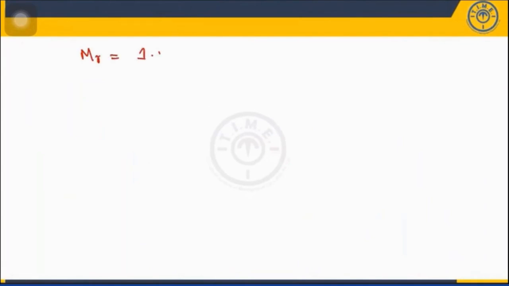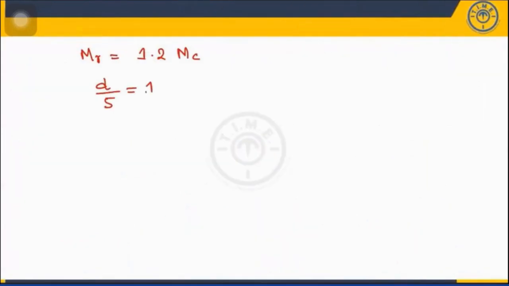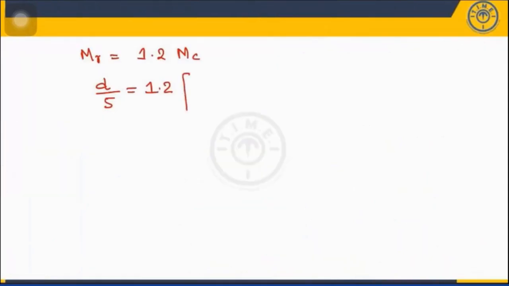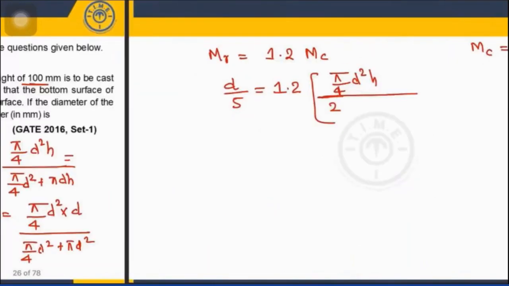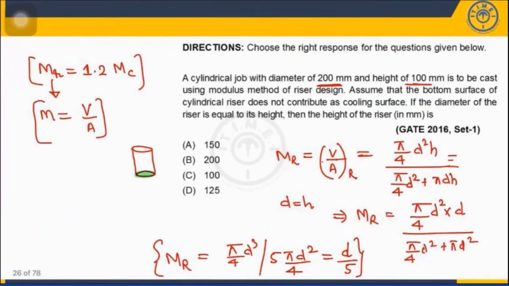The modulus of riser is equal to 1.2 times the modulus of casting. So d by 5 is equal to 1.2 times the modulus of casting. What is the modulus of casting? You can easily calculate it because the diameter and height are given. The modulus of casting is the volume by area ratio of the casting. The volume of casting is pi by 4 d square into h. In the casting, you have to consider both areas, because in the riser one surface is insulated. So the area is 2 into pi by 4 d square plus pi d into h.